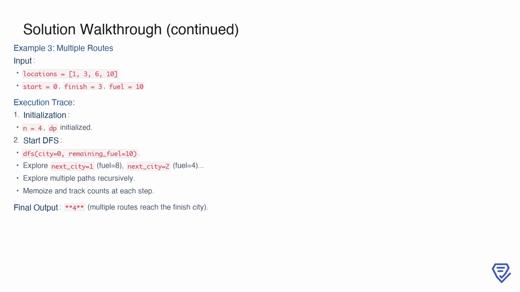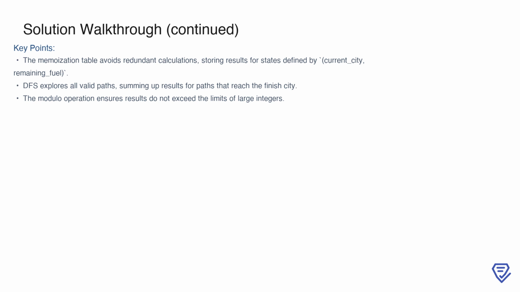At each step, the memoization table is used to avoid redundant calculations and store results for states defined by the current city and remaining fuel. Ultimately, the total number of valid routes to the finish city is found to be 4, demonstrating the efficiency of this approach in handling multiple paths. This problem highlights the importance of combining DFS with memoization to efficiently solve complex route counting problems.